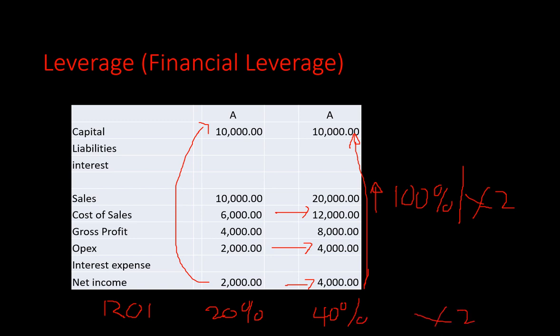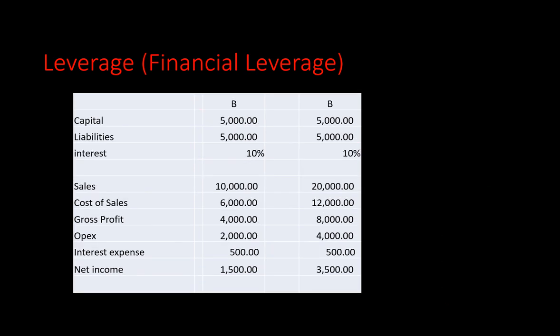Now let's try to analyze option B. In option B, your return on investment was initially 30%. That's 1,500 divided by 5,000. 30%.